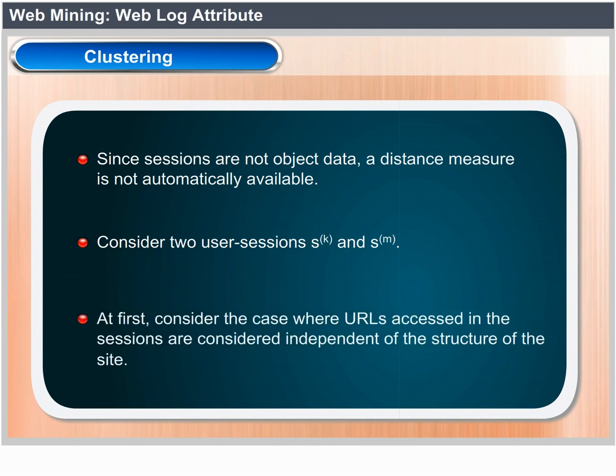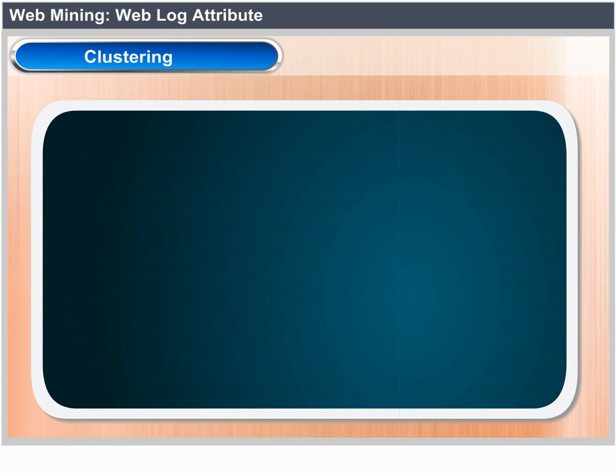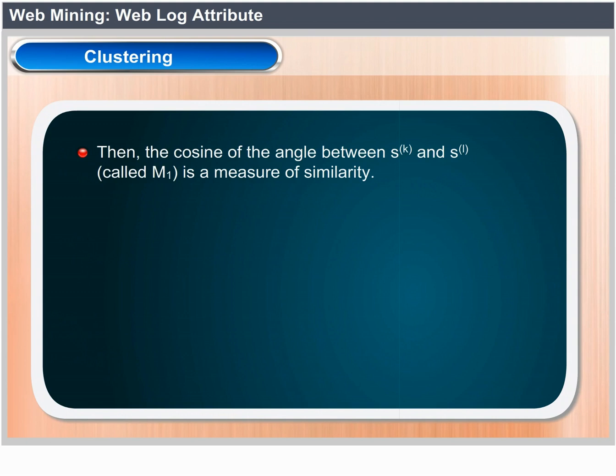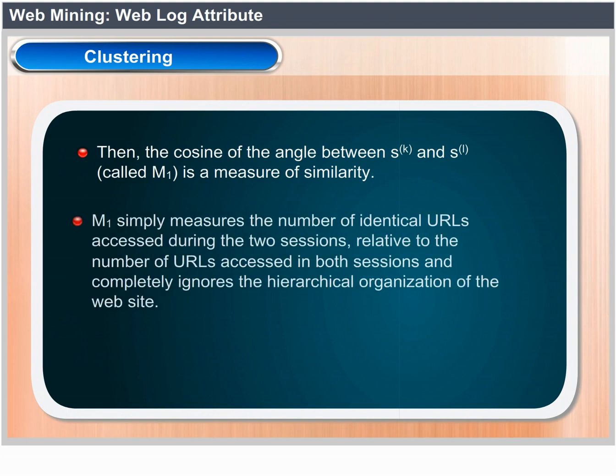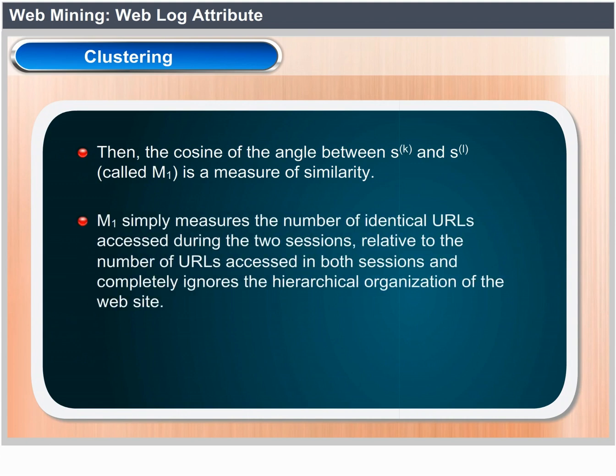Then the cosine of the angle between SK and SL, called M1, is a measure of similarity. M1 simply measures the number of identical URLs accessed during the two sessions relative to the number of URLs accessed in both sessions and completely ignores the hierarchical organization of the website. This adversely affects its ability to capture correct profiles.